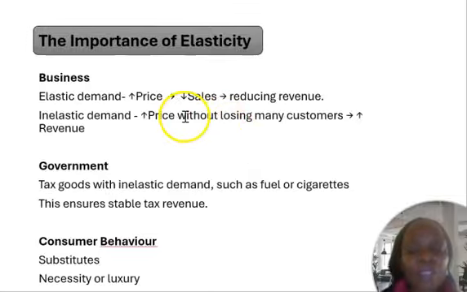And as sales drop, it reduces revenue. And if it is inelastic demand, you can change prices because the change in quantity demanded will be very small and you can increase revenue. Government uses elasticity when setting taxes. They tax goods with inelastic demand such as fuel or cigarettes. And you also need as a business to understand consumer behavior: if there are substitutes, how will they behave? And if a product is a necessity or luxury, how will they behave?